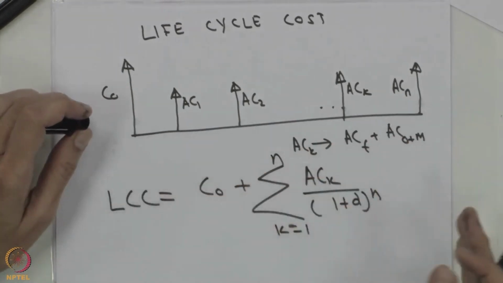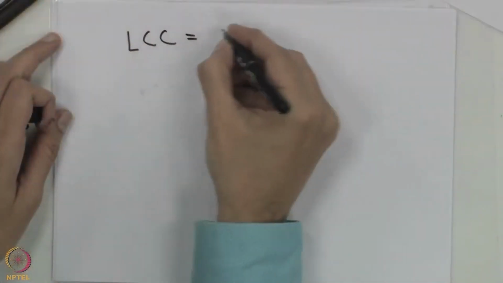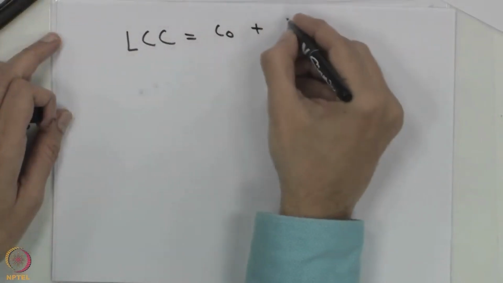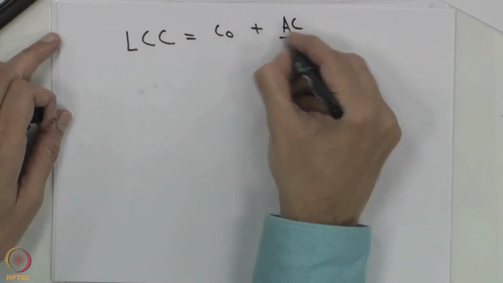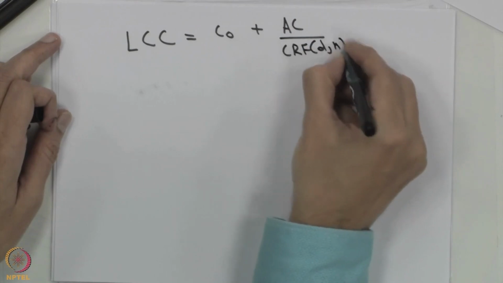and you can then look at the relative magnitudes of different things. If the annual costs are constant, then this can be simplified to C0 plus AC by CRF dn.